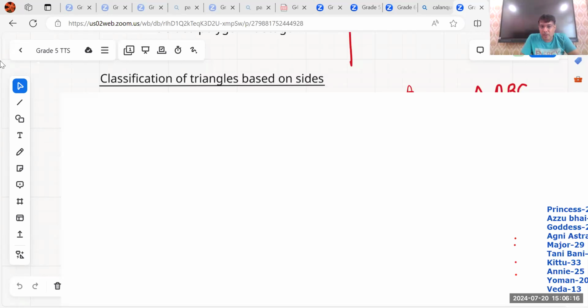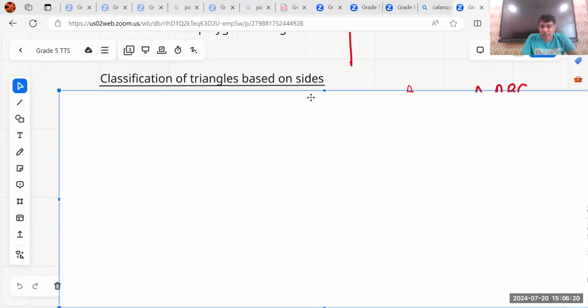So next, who's next? Anyone else wants to answer? Anyone else wants to answer, guys? Next type, equilateral triangle. We have got two.